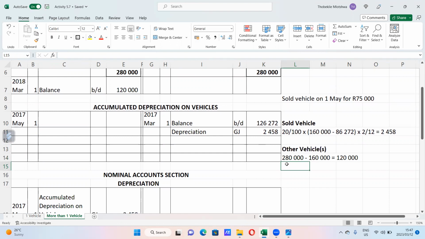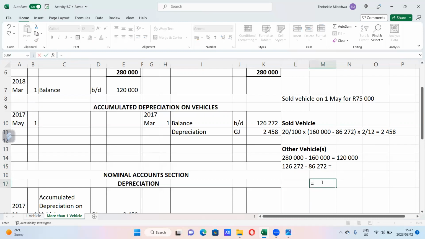Then from the accumulated, we have 126,272 minus the accumulated depreciation of the vehicle that we are selling, which is 86,272. You remember it? So remove what we've sold because we've done it here. We are removing this and this because it's done here. It's done. So remove it. So we remain with, okay, I can't use a calculator. Something is wrong with it.